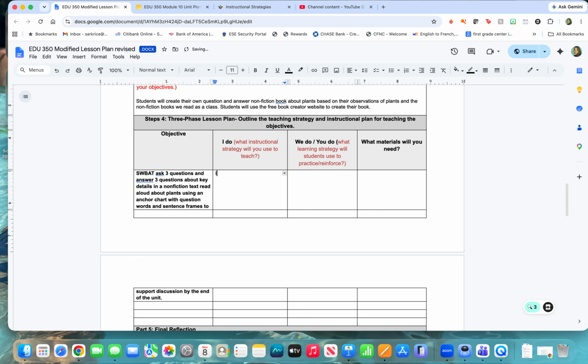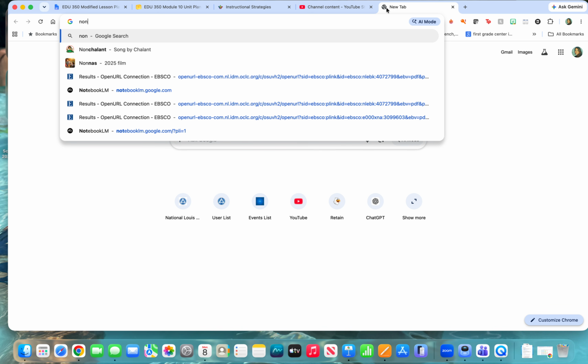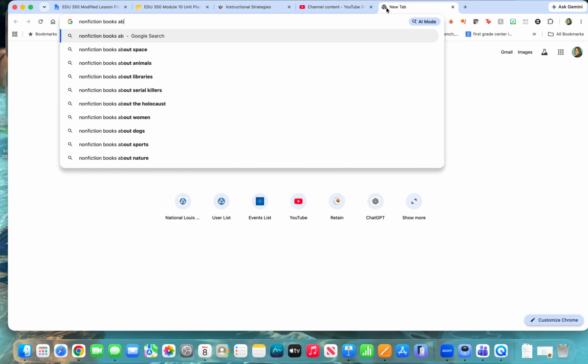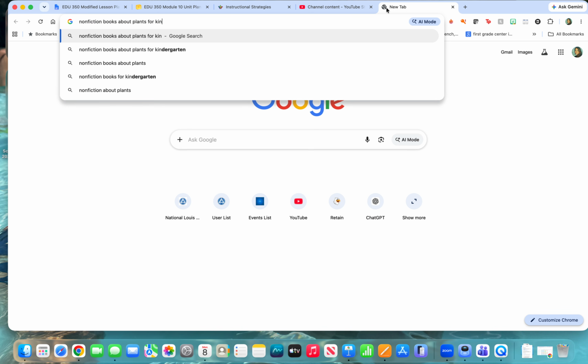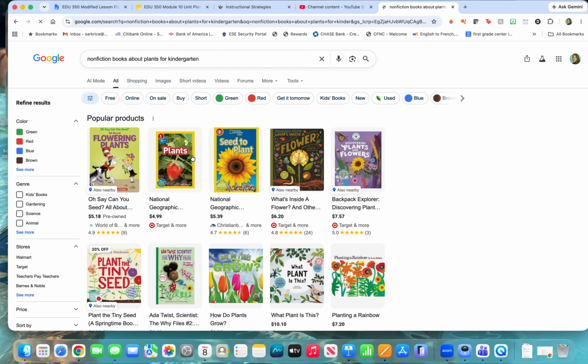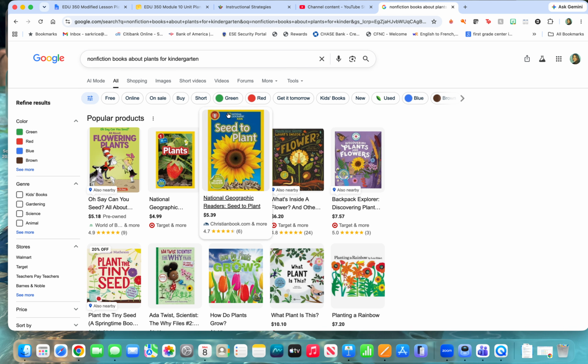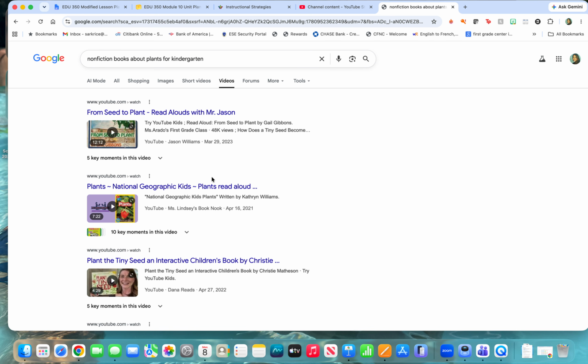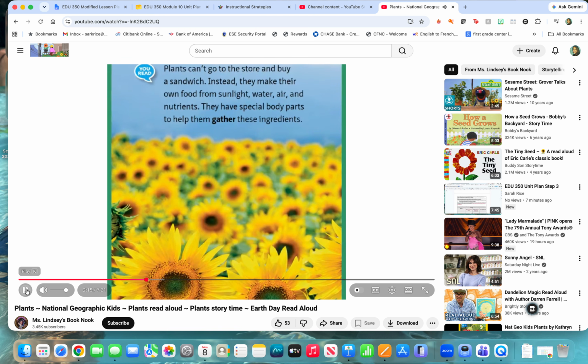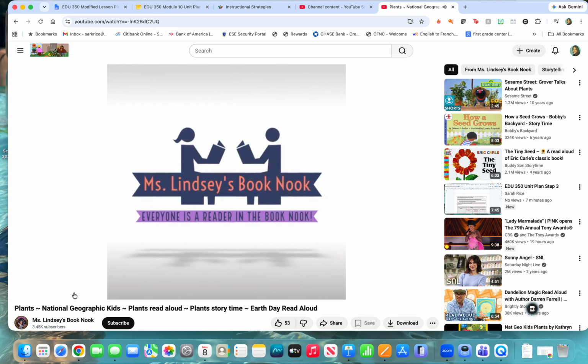So I'm going to start with a nonfiction book about plants. And now I just realized I have no idea what nonfiction book about plants I'm going to read. So I'm going to look up nonfiction books about plants for kindergarten students. I'm going to look at all of these really great books. I can even go to videos. Maybe this one looks really good, this National Geographic Kids one. So maybe this is the one I'm going to use.